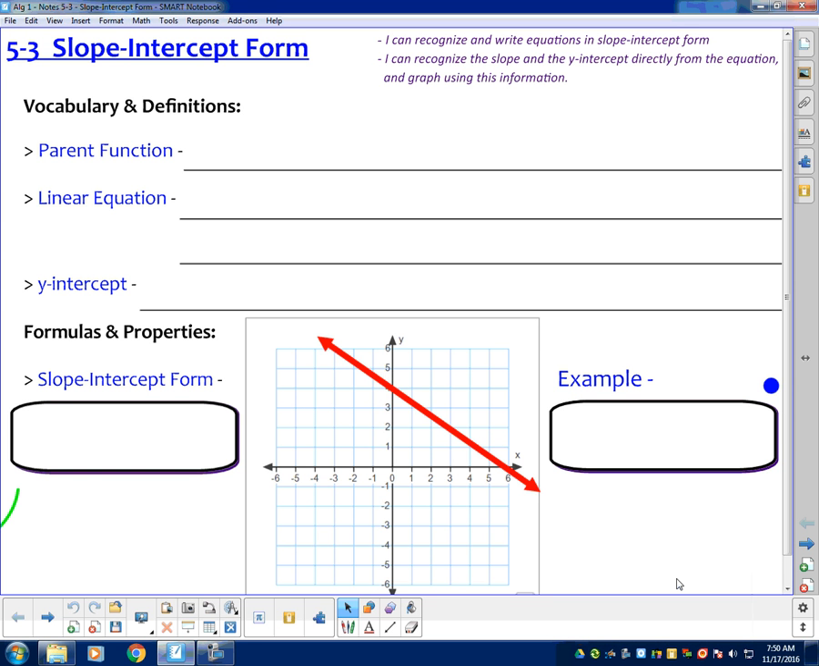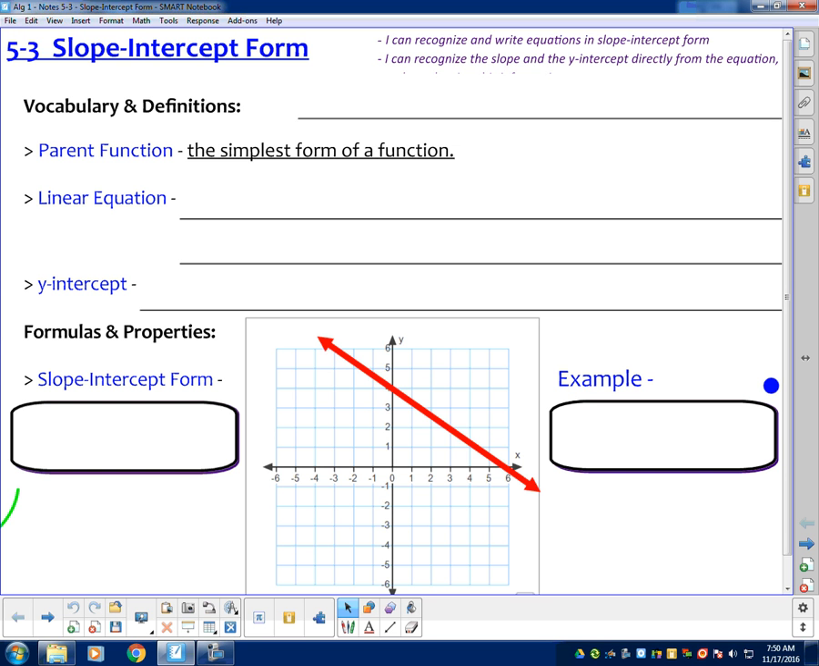Okay, we're looking at slope-intercept form, section 3 of chapter 5. We have a few definitions here. First one is a parent function, the simplest form of a function. We talked about that today. We're looking at the parent function for what's called a linear function.